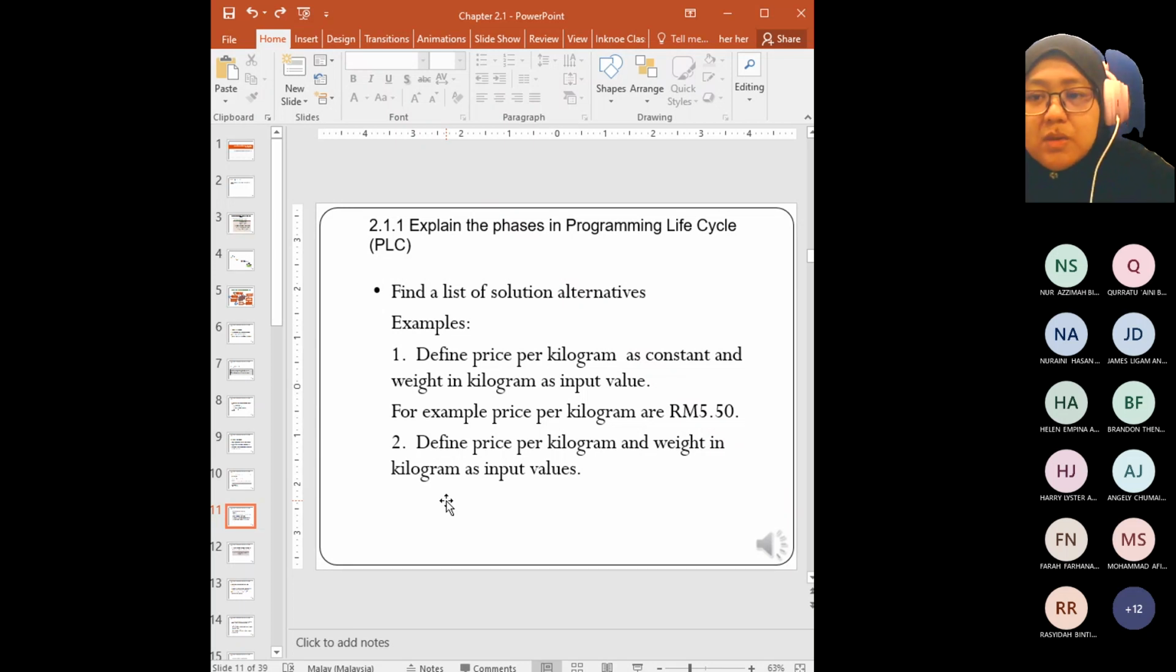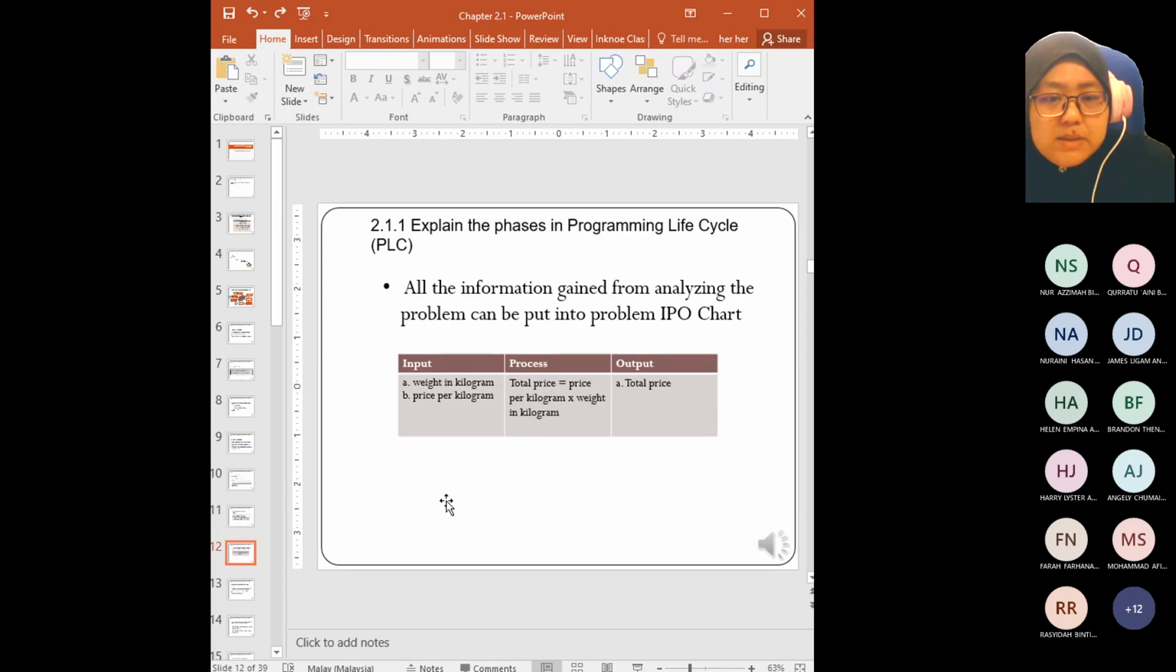So contoh nombor 1 tu kalau kita buat macam tu kira zalim lah. Sebabnya saya nak jual apple 1 kilo RM50. Apple saya tanam belakang rumah.